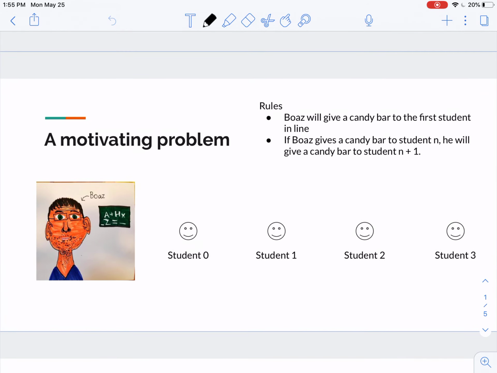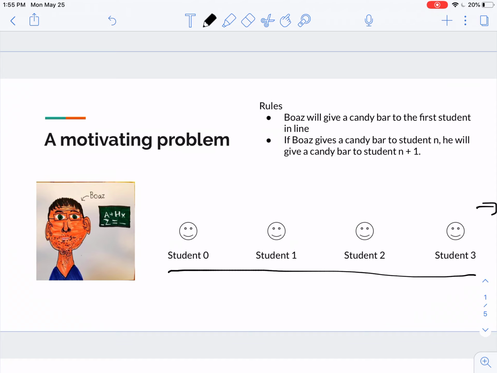Let's say it's the last day of CS 121 and Professor Boaz, because he's so nice, has decided he's going to give one candy bar to every student, basically. And he has infinite candy bars, so he's not going to run out, but he's decided to distribute them in a very specific way. So to make sure every student gets a candy bar, he has all the students line up in a big line. You can just imagine it keeps going this way.